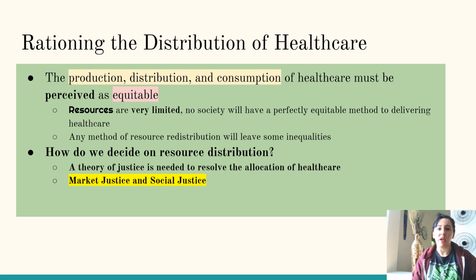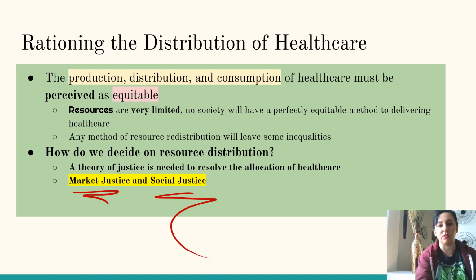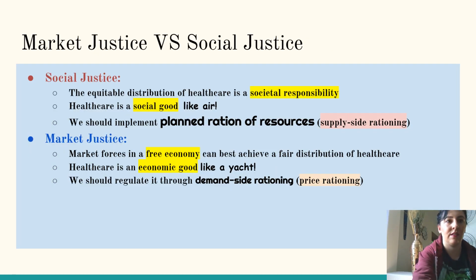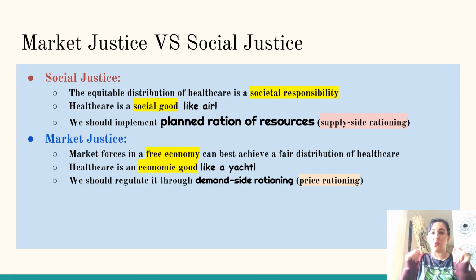There are two different theories that deal with this, that shed some light on how resources should be allocated throughout society. Both of these theories are market justice and social justice. Let's look at those. So what are social justice and market justice?